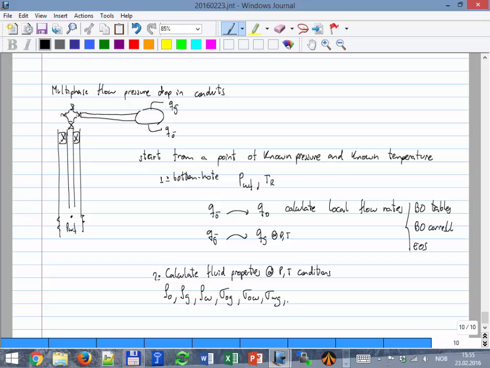We need also the viscosity of the oil, the viscosity of the gas, the viscosity of the water. We need also, we might need many other properties. Also, this one, they come by the same thing, BO table or BO correlation. Or we need also an equation of state. And for that, we need a composition.